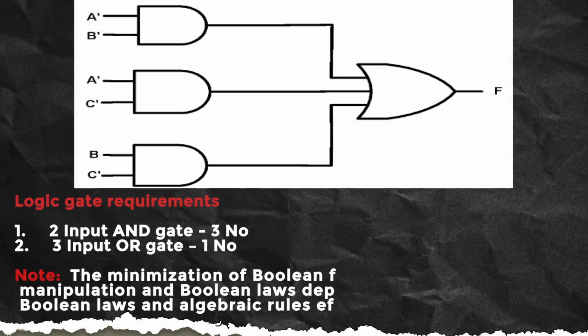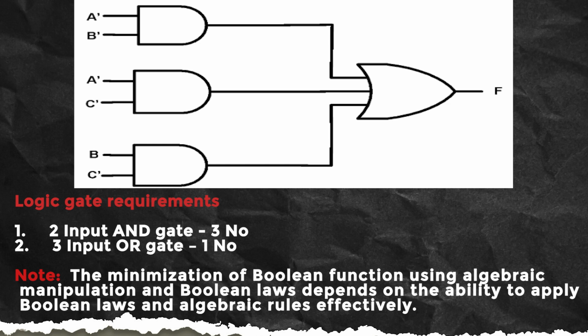After going for the Boolean reduction, how many AND gates do you require? You require only 3 AND gates, and all the 3 AND gates have 2 inputs, and you require one OR gate having 3 inputs. The important thing is that the minimization of Boolean function using algebraic manipulation and Boolean laws depends on the ability of the designer to apply Boolean laws and algebraic rules effectively.